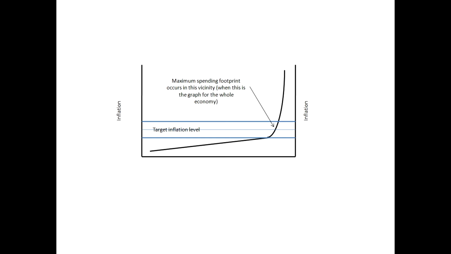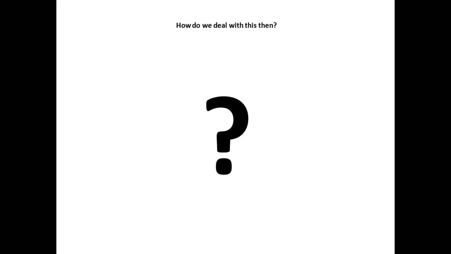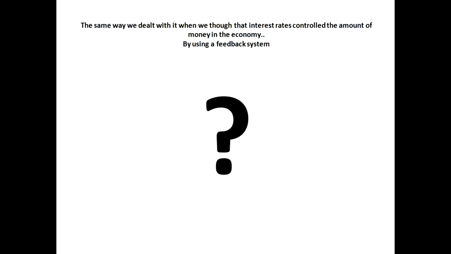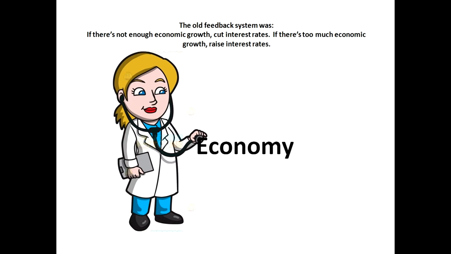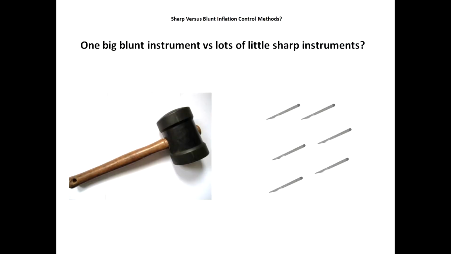But the question is, how do we calculate where that's at for the entire economy? Well, at any instant in time, that's a very difficult thing to calculate, probably too complicated to calculate, but there are ways we can get around it. The simple and obvious way is to use a feedback system, much like is used with interest rates today, where you monitor your economy. If your economic growth is too high, then you raise interest rates. If your economic growth is too low, then you cut interest rates. We could just do a similar thing, but with inflation. If your inflation is too low, the government can be comfortable spending some more. If there's too much utilisation of the productive capacity, the inflation will rise and the government should stabilise its spending, or if it has to, take money out of the economy.